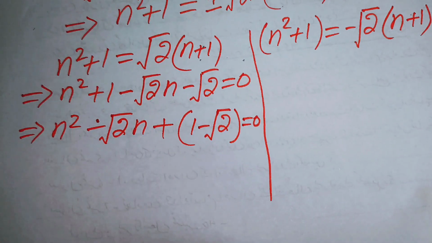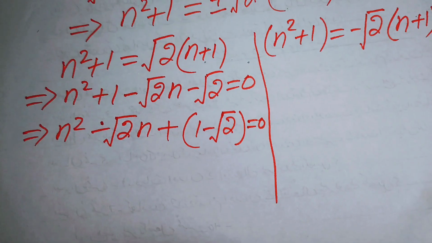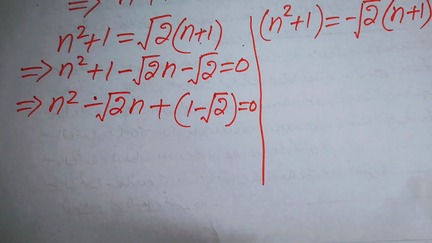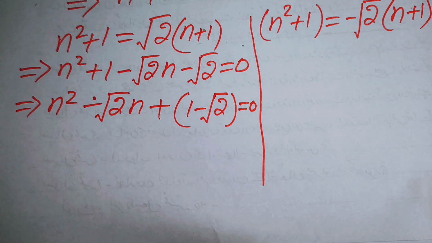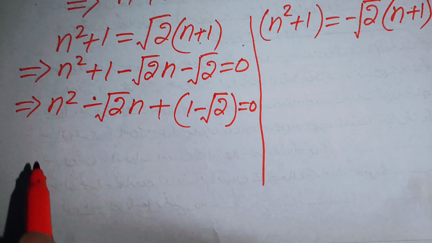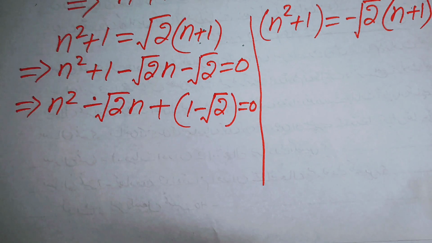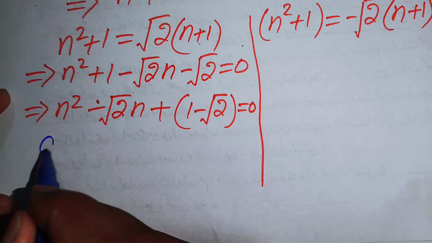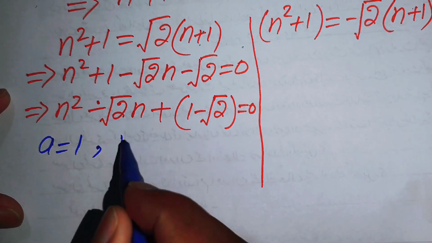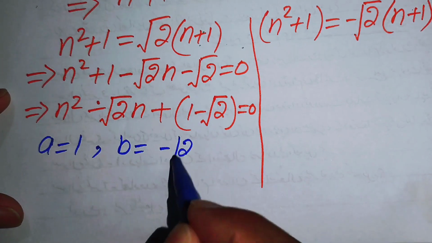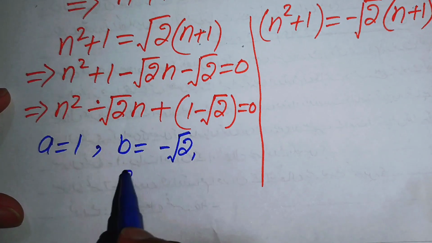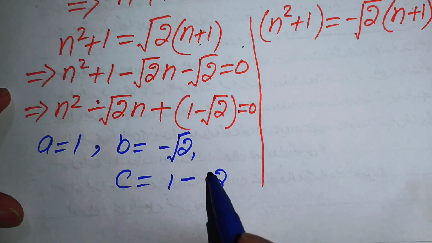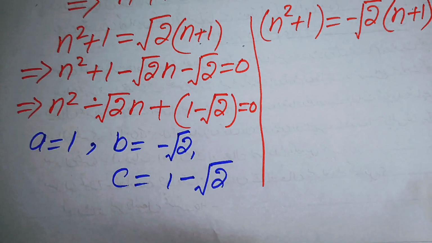So it becomes a quadratic form in the variable n, so here we can apply the quadratic formula in order to find the roots of the given equation. So here we have the value of a is 1, the value of b is minus square root of 2, and the value of c is 1 minus square root of 2.